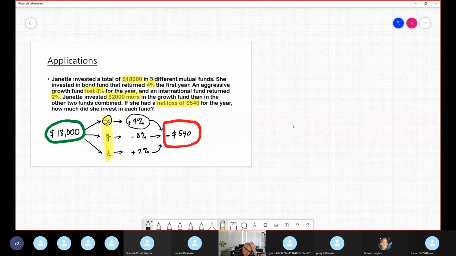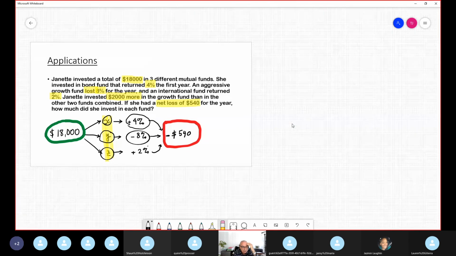However, she invests in another case called aggressive growth fund, but she lost money, because normally, but sometimes happens in the aggressive, you earn a lot of money, but you lose money also. And the other case, not aggressive, you never lose, but you increase a little bit of money. And Z is the other account. The name is International Fund, return 2%.